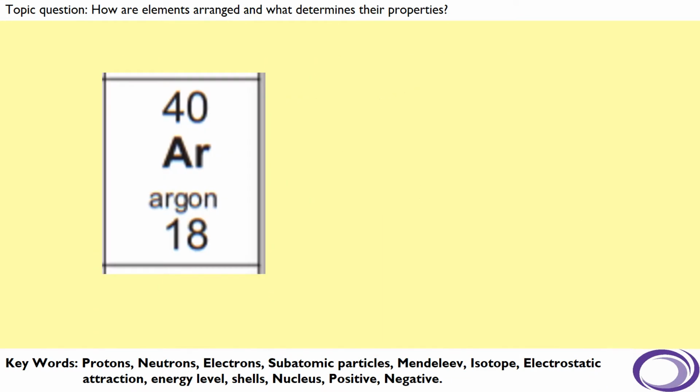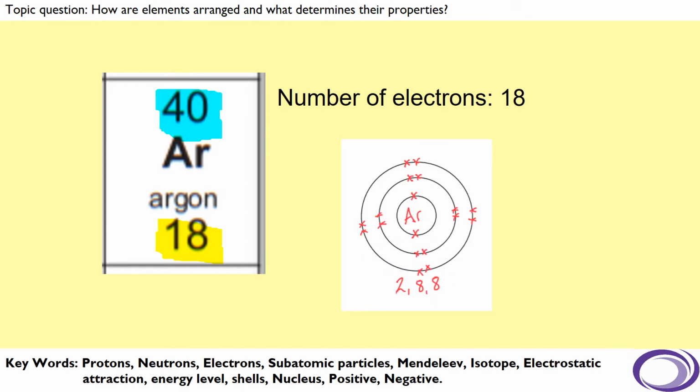So if we look at argon, argon has 18 electrons. To arrange those, there would be 2 in the first shell, 8 in the second shell, and then 8 in the final shell. And you can see that in the shells that are drawn and in the configuration written at the bottom of that diagram.